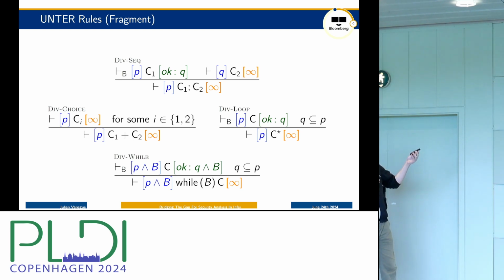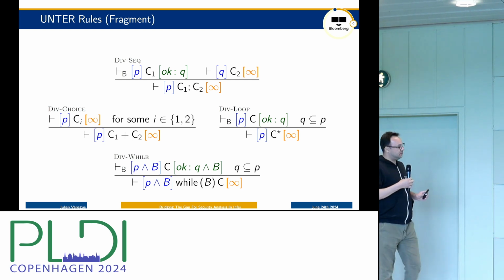For example, the sequential rule at the very top: say you have a couple of code fragments, C1 and C2. The first one goes from P to Q, and the second goes from Q to a divergence. Then obviously, if you sequentially compose C1 and C2, that diverges. If you have a choice, say an if-else, a conditional behavior, and you know that one of the if or the else diverges, then you know that the entire conditional diverges. That is the choice rule.